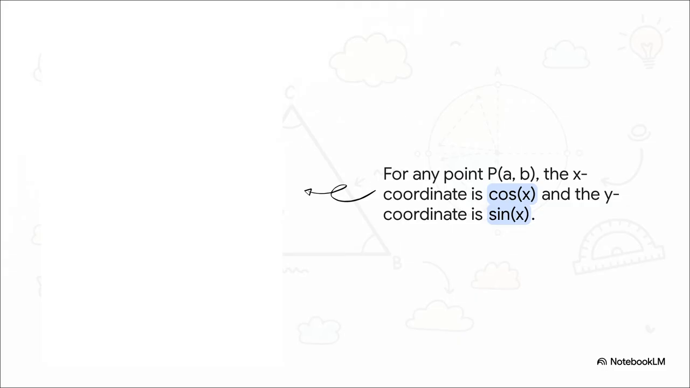Okay, so the unit circle has a radius of exactly 1. Now, imagine you pick any point on its edge. Let's call it P. This point will have coordinates, right? Let's say (a, b). Here's the magic part. For the angle x that it makes, the x-coordinate a is simply the value of cosine x, and the y-coordinate b is the value of sine x. Just remember this: x-coordinate is cos, y-coordinate is sine.